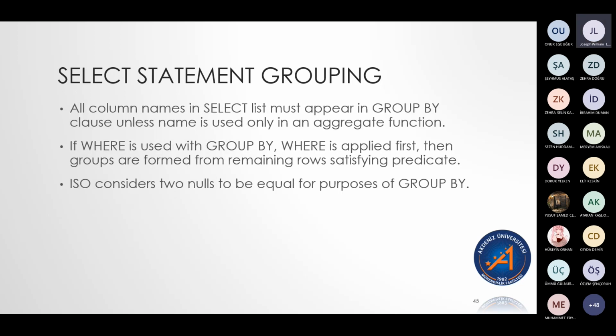So, some rules. Any column names that are just standalone columns or expressions that are in the select must appear in the group by. Though if the where is used, if the where shows up for a group by, the where is applied first to limit the results on the rows, and then the group by is done on the remaining rows that actually show up in the query. Okay.